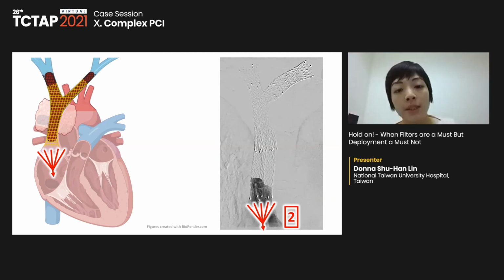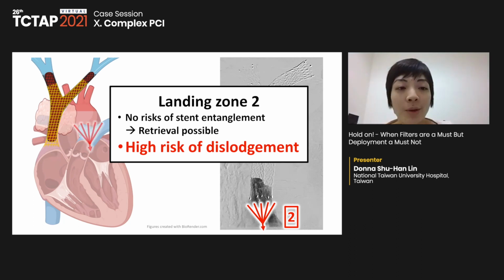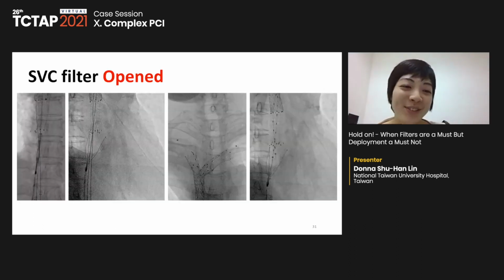We could also choose to deploy our SVC filter at this place. Let's call it landing zone 2. And the pros would be that there were no risks of stent entanglement, and so retrieval of the filter would be possible. But sadly, because of the size of the chamber here, there was high risk of filter dislodgement and possibly emboli. And so what we decided to do, we opened the SVC filter at landing zone 2.